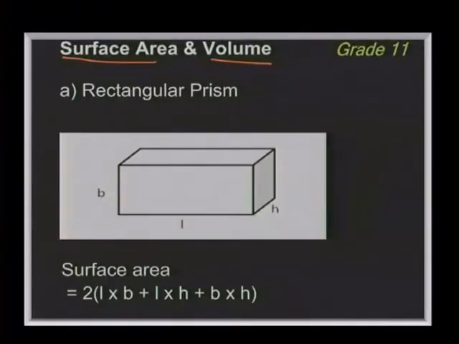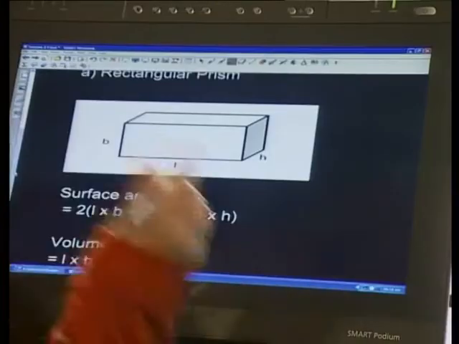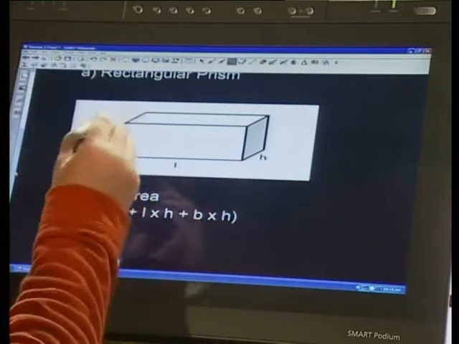We're only going to be dealing with 3 types of shape. We're going to deal with the rectangular prism, the cylinder, and the triangular prism. Right, so now we're dealing with 3 dimensions. Okay, let's look at our surface area. We've got our different shapes.